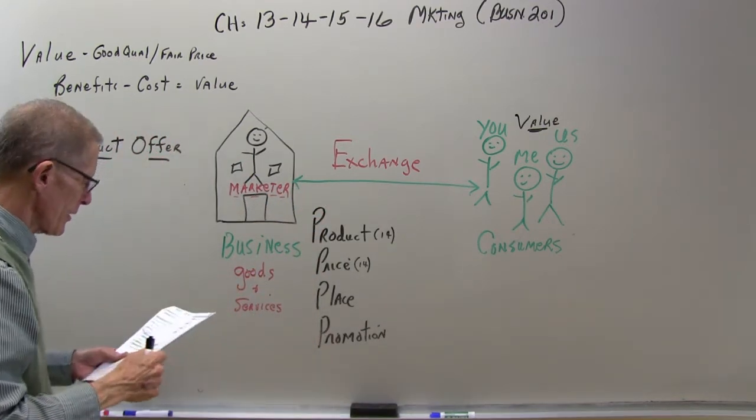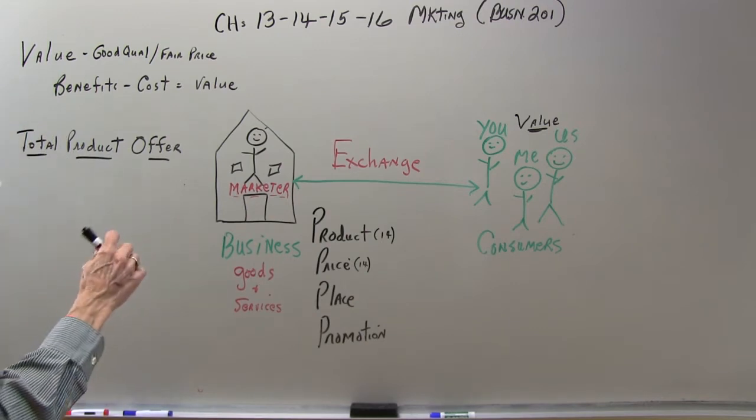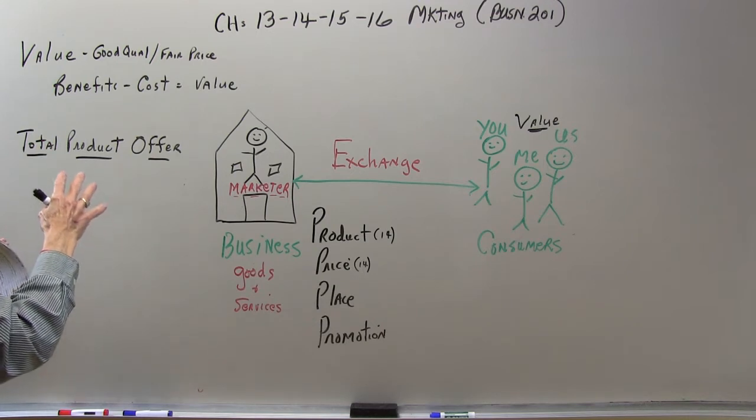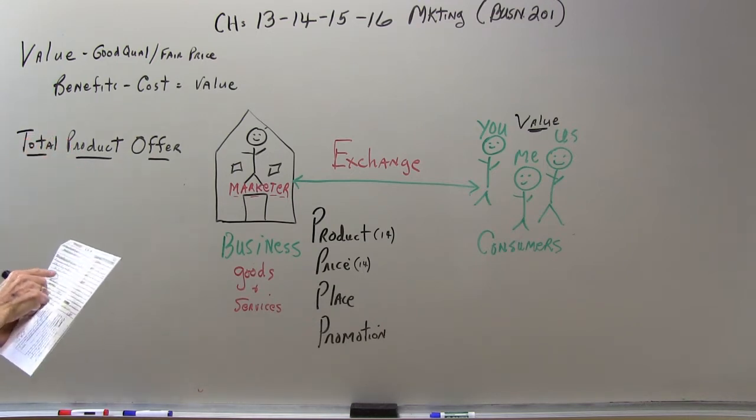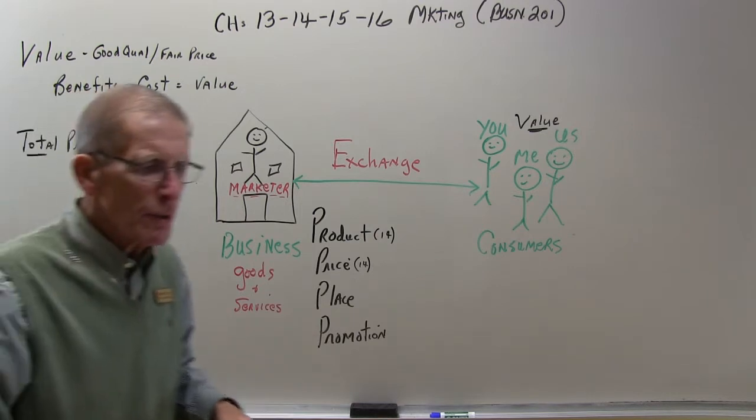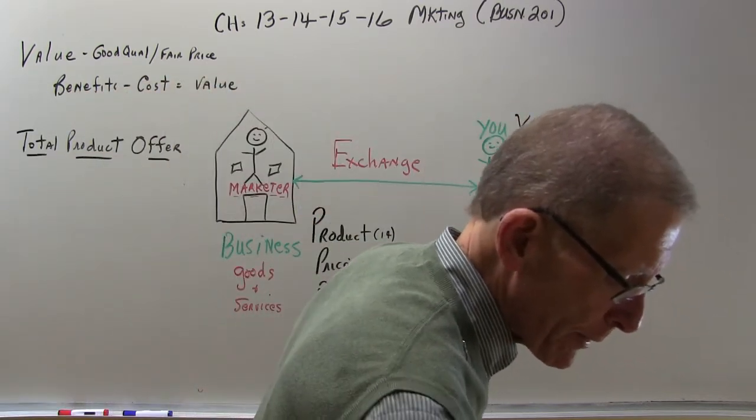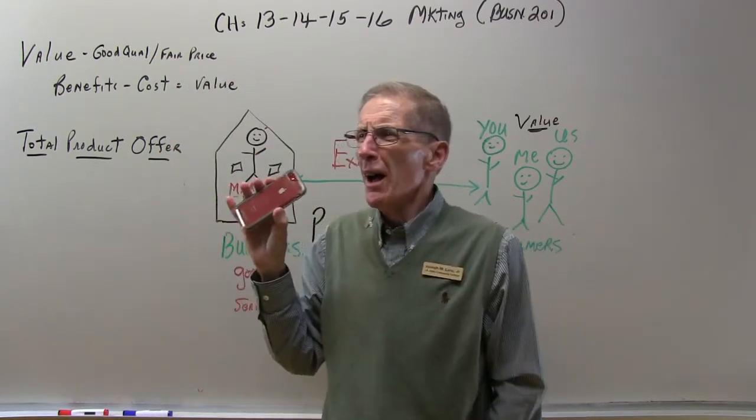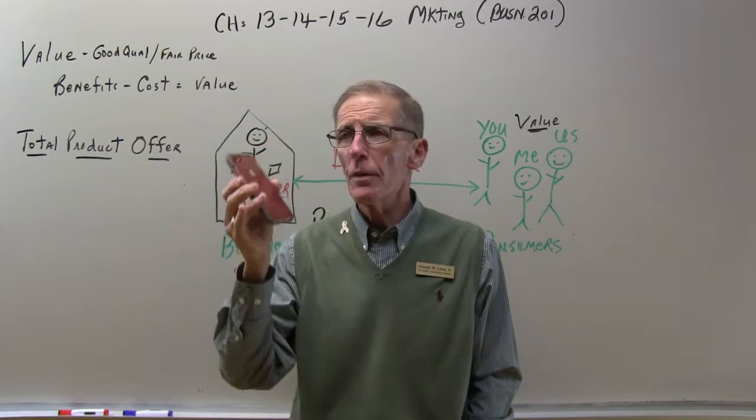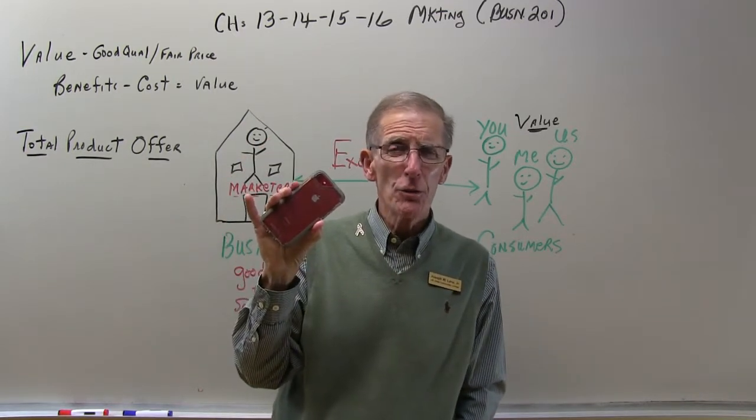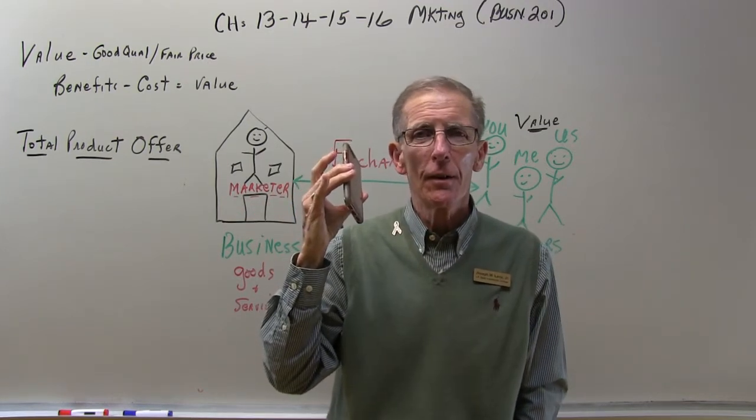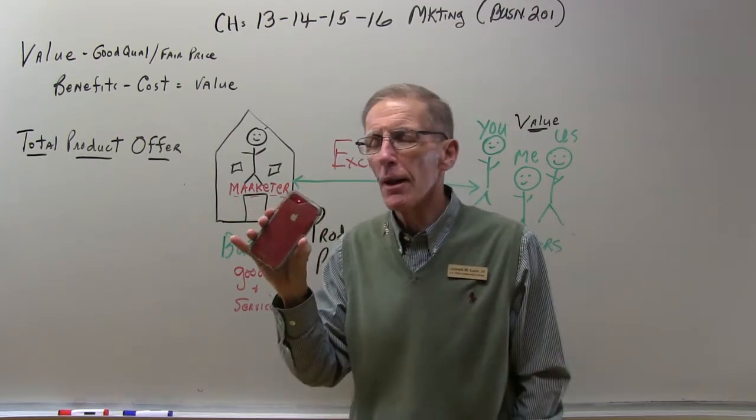The total product offer is just this. It's all the stuff that we think about when we buy a particular product. Everything a consumer evaluates when deciding whether to buy something. Let me grab this, a telephone. The total product offer. You know what the cell phone was originally used for? It was to call people. Hi, I like to talk. But we know the cell phone's gone a lot further than that.